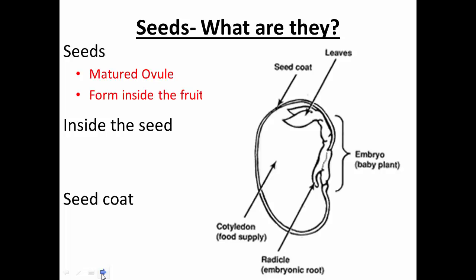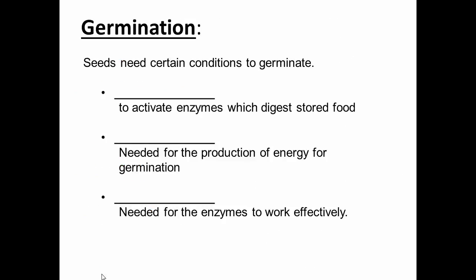Often these seeds only form after the ovule has been pollinated. After the pollen connects with an ovule, the seed can form, with those various parts inside. And when that seed begins to grow, we call that germination. When we say a seed germinates, what we mean is that it starts to grow.